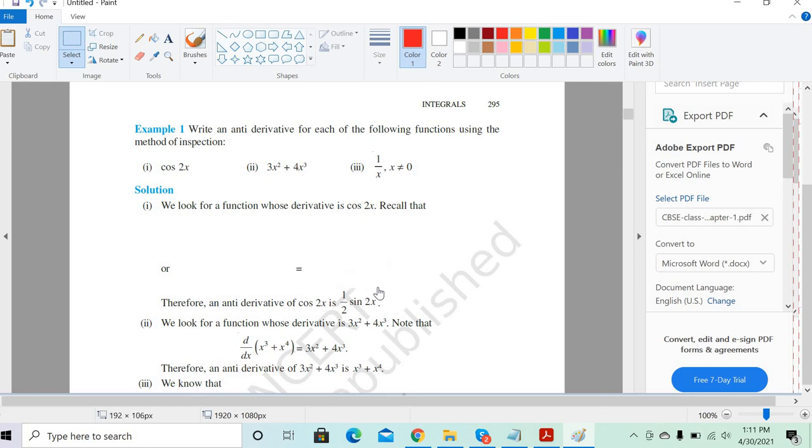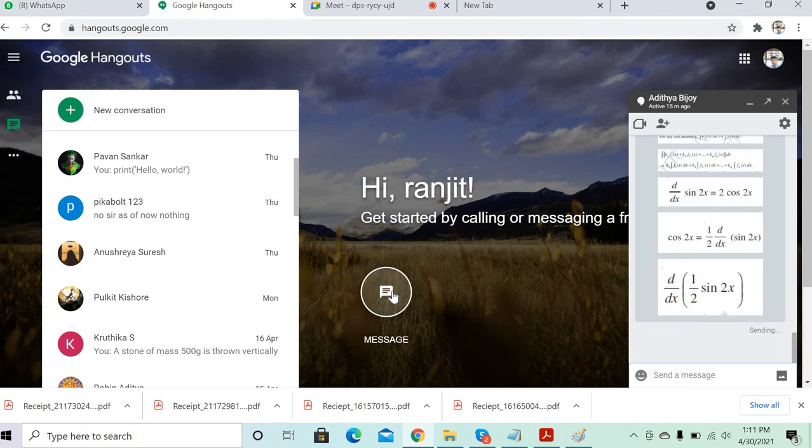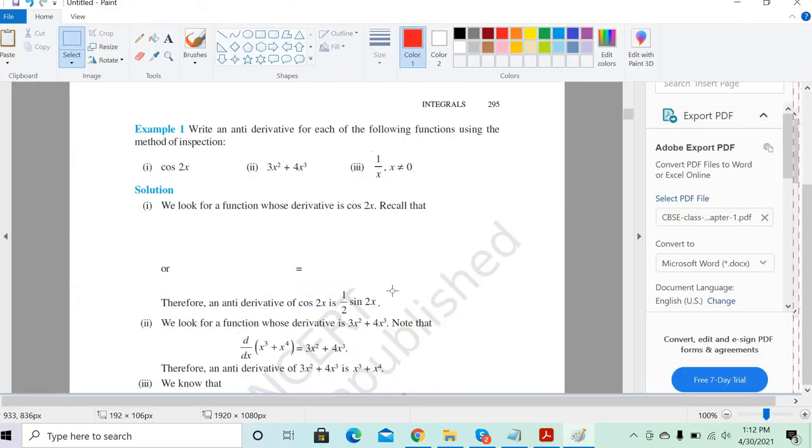See, basically, what is the meaning here? When you differentiate half of sin 2x, only then you get cos 2x, no? Yes, sir. So that means the integration of cos 2x should give me half sin 2x, because it is the opposite. Clear? Yes, sir. Clear.